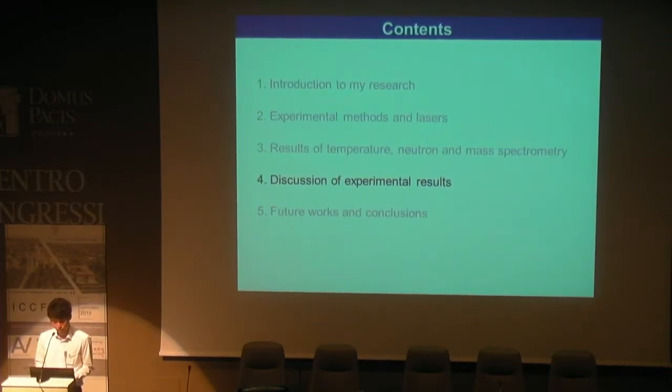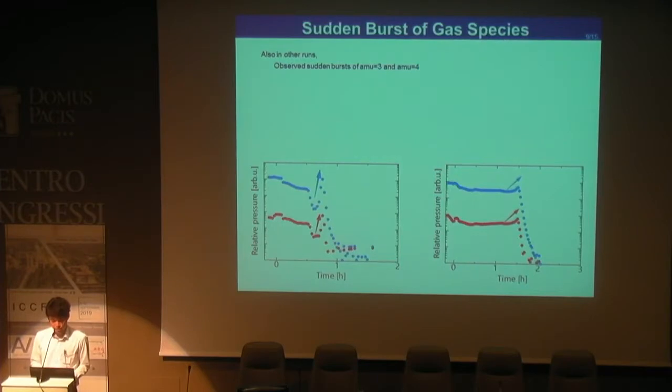In part 4, I'd like to focus on 3 considerations, which are sudden burst of gas species, excess heat generation, and sample deformation. Now, I'll touch on sudden burst of gas species. In other runs, we also observed sudden bursts of mass number 3 and 4.